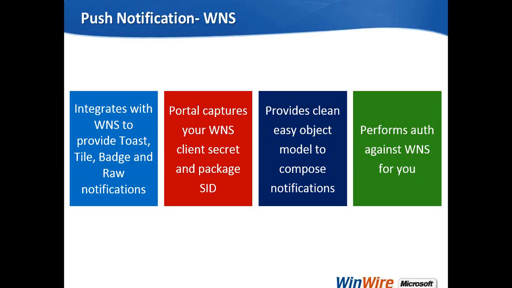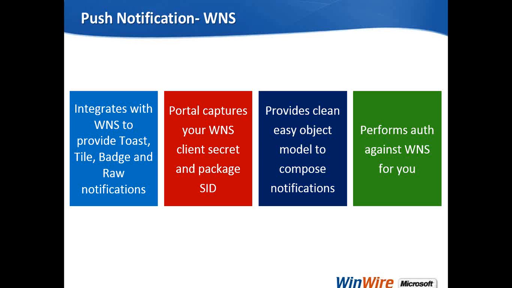So in Windows Notification Services, there are these 4 steps that are involved. Basically, integration with WNS to provide toast, tile, and badge notifications. You can choose what kind of notification you want to send to your Windows 8 apps. Toast is something that comes on the screen and then goes away on its own after a specified interval of time. A tile is an update that appears on your live tiles that are available on the Windows 8 home screen, and then badge is something that comes on the top of the screen.